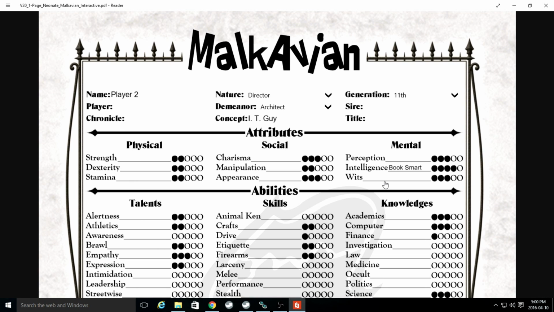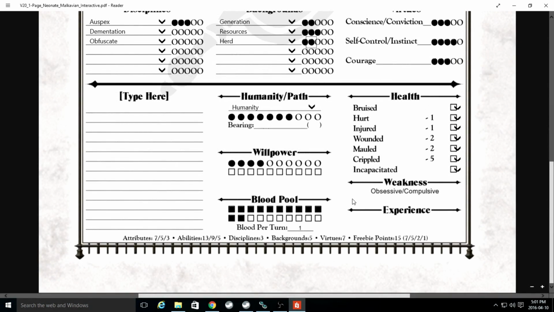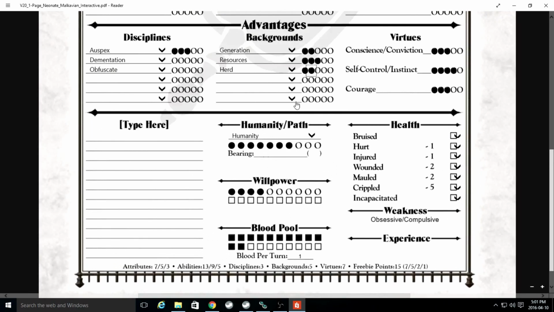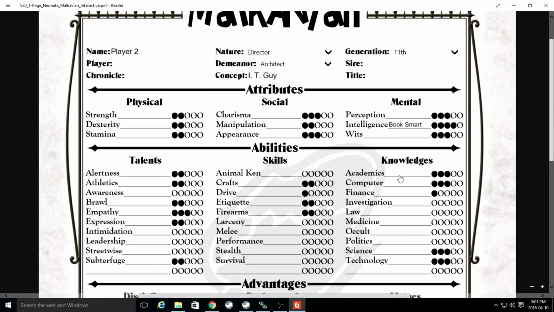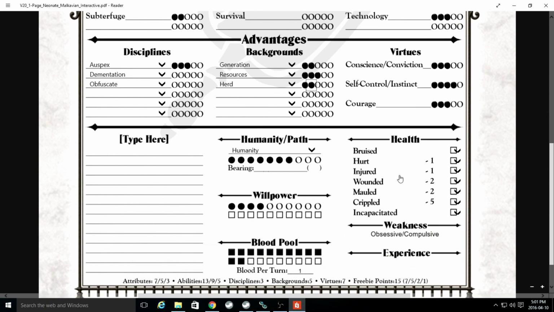It's always a good idea to give your storyteller stuff to use against you, at least in my opinion. So here you have it, a sheet for an IT guy who is an obsessive compulsive director architect. Not bad, I think. Not bad at all. All right, so now we're going to switch on over here. I'll be back with you in just a minute with the next character.